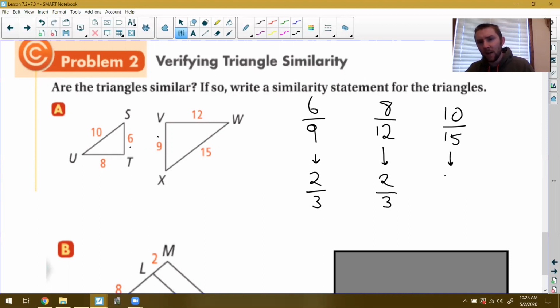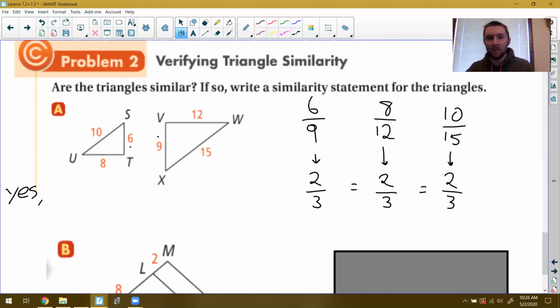I can divide 10 and 15 both by 5. 10 divided by 5 is 2. 15 divided by 5 is 3. And hey, look at that. I have reduced ratios for all of these, and they're all the same, right? So are these two triangles similar? Yes. And then you notice it says write a similarity statement. Okay, a similarity statement for these two triangles.